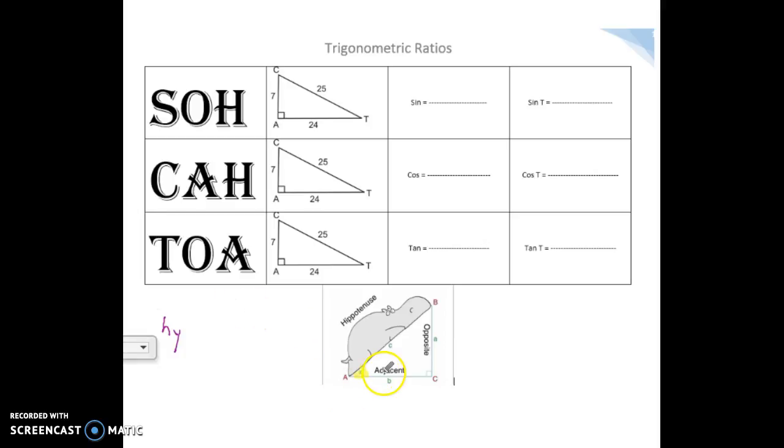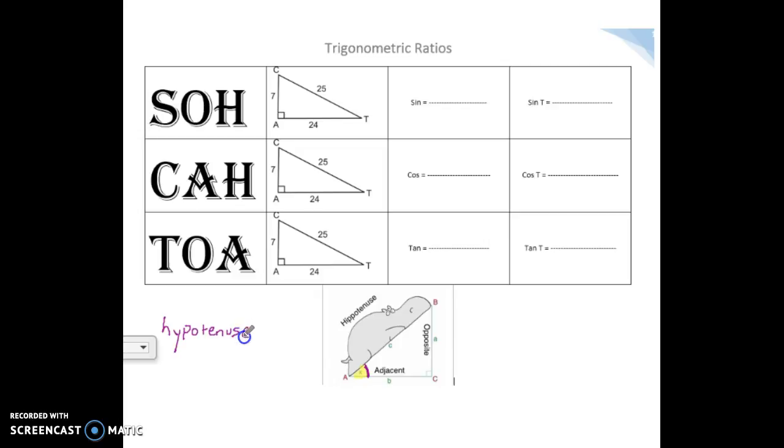All right, so I'm going to look at this little diagram with the hippopotamus down here. And the first thing I want you to notice is that they have identified a reference angle down here. And so all of our parts are going to be in relation to angle A. Where is this side in relation to angle A? So first I want to talk about our hypotenuse.